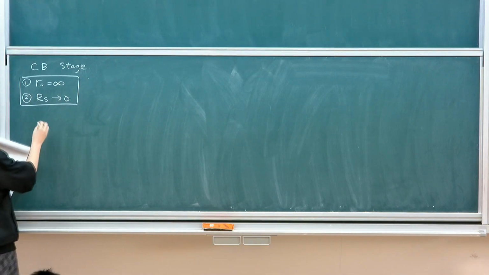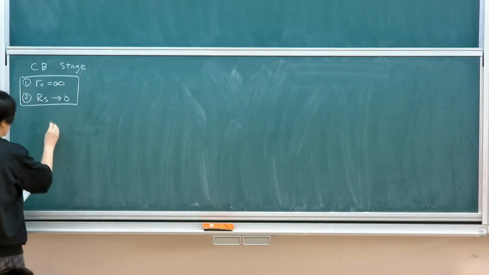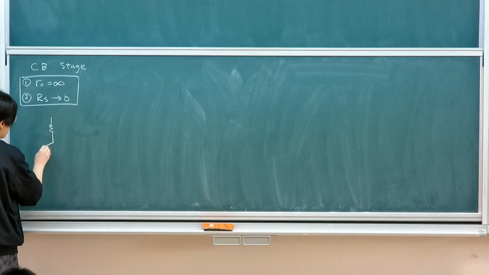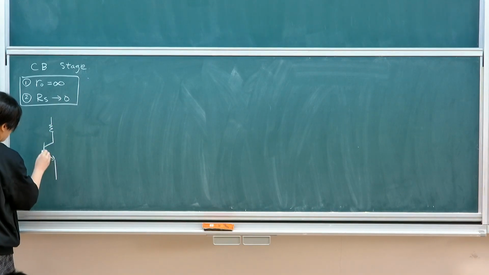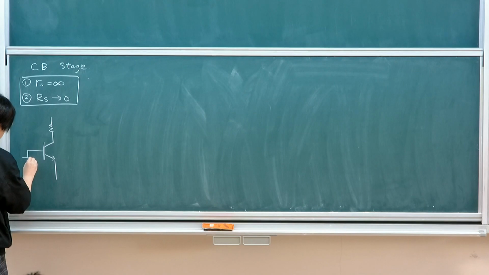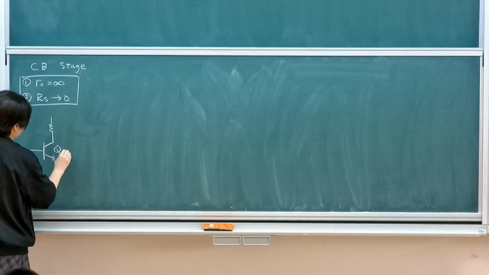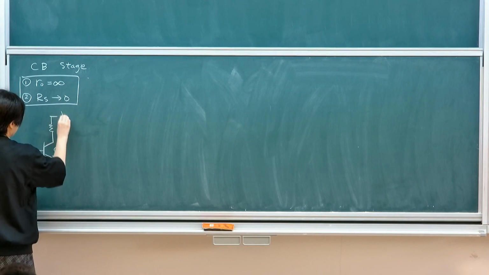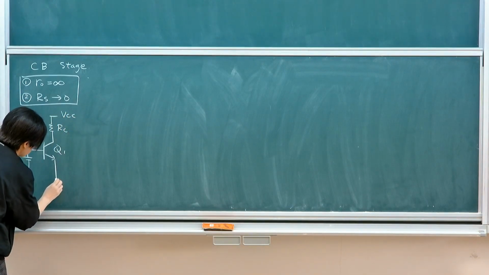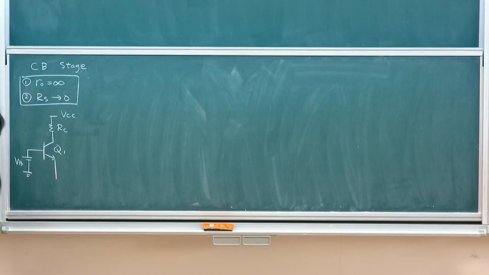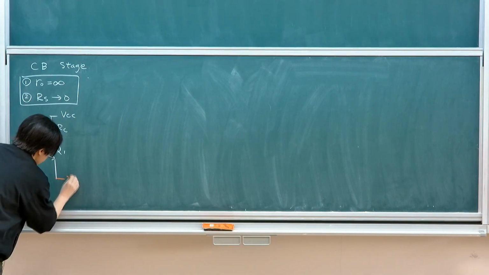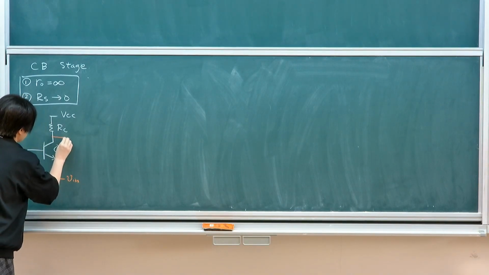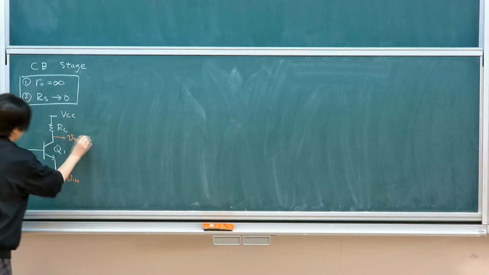So for a common base stage, if this is the case, let me redraw it. This would be my circuit, if you're looking at a DC composition. So this would then be the input terminal. This would then be the output terminal.